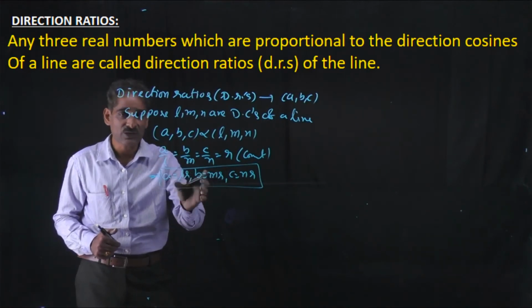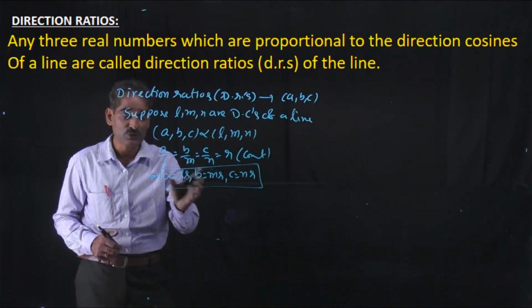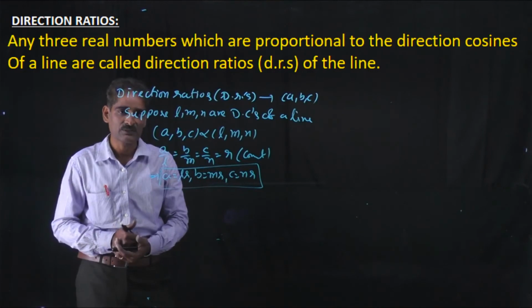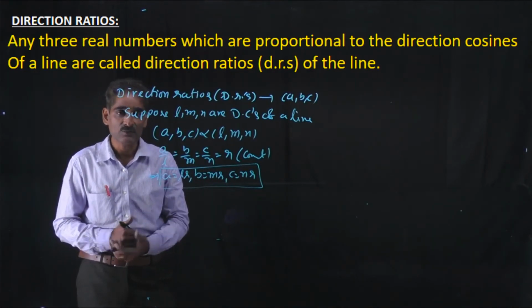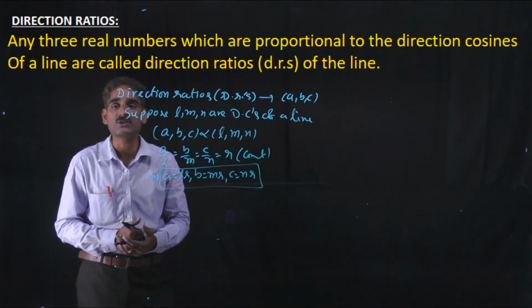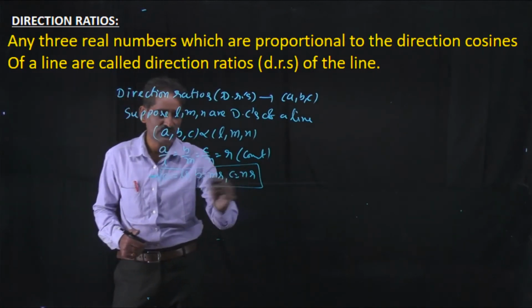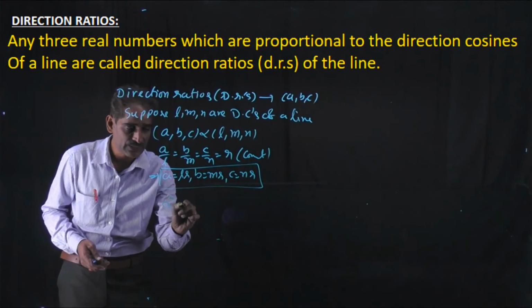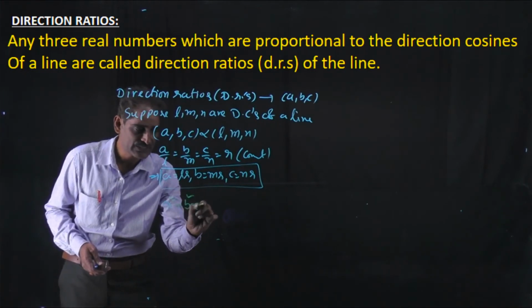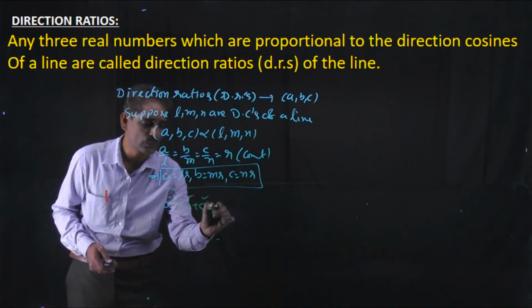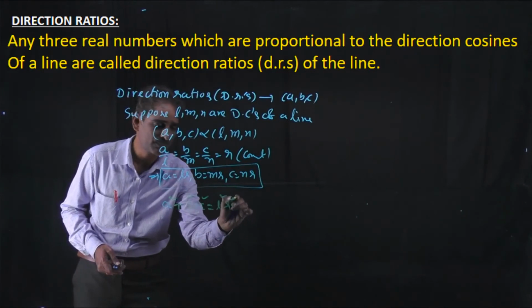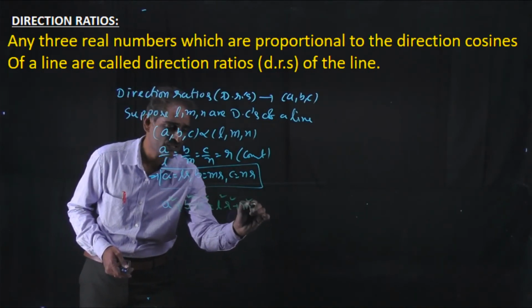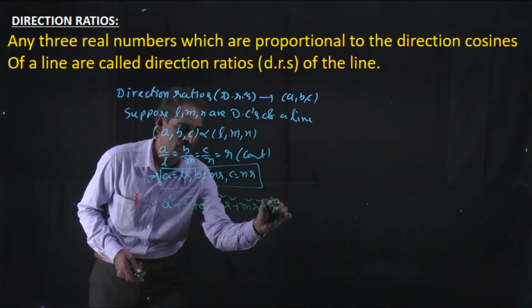From this, we can find a useful relation. That means if a, b, c are real numbers and a, b, c are DRs of a line, with the help of DRs we can find DCs. So see this, just squaring and adding, we will get a square plus b square plus c square is equal to l square r square plus m square r square plus n square r square.